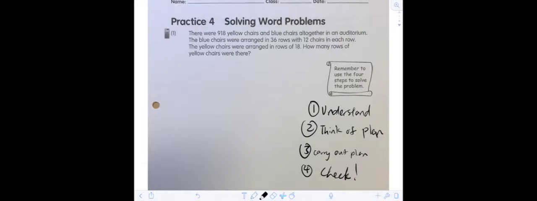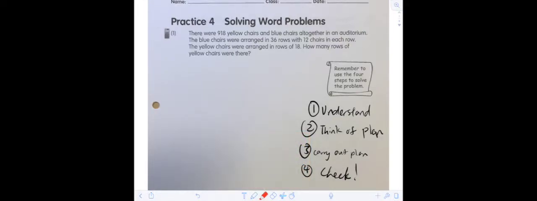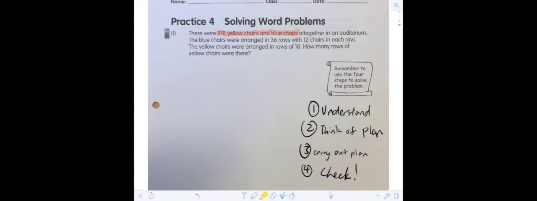Here it says that there were 918 yellow chairs and blue chairs. So this is telling you the total number of chairs. Not only that, it tells you that the chairs are split into 2 kinds, the yellow and the blue. Now the second clue that they give here is that the blue chairs were arranged in 36 rows with 12 chairs each.